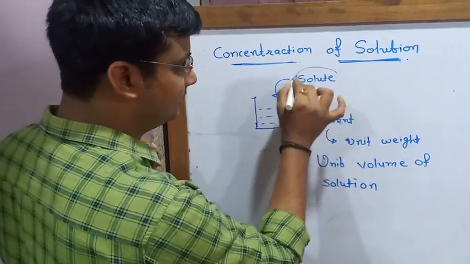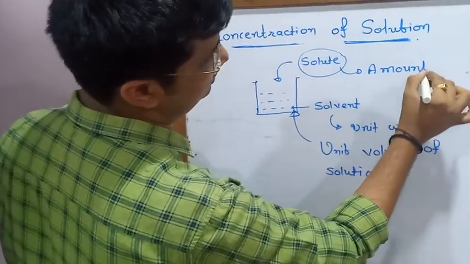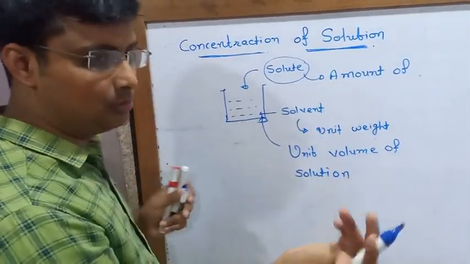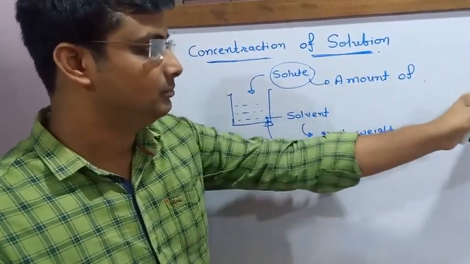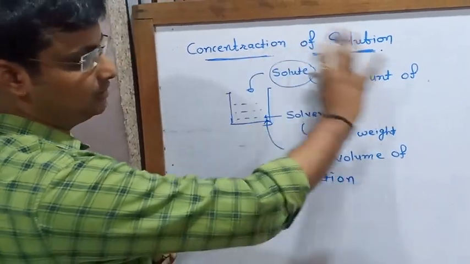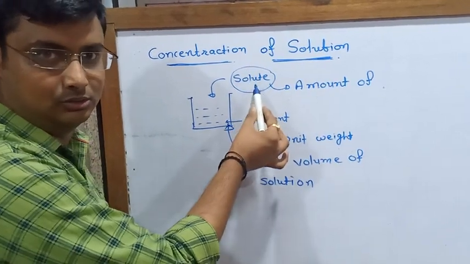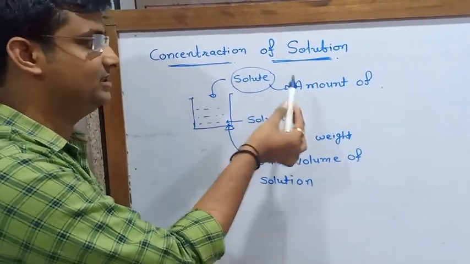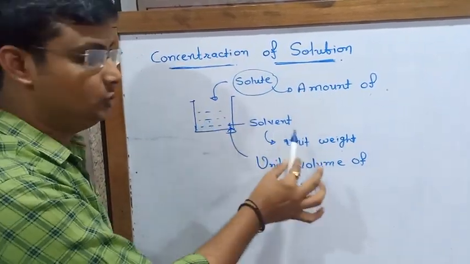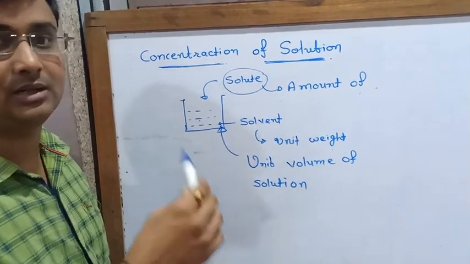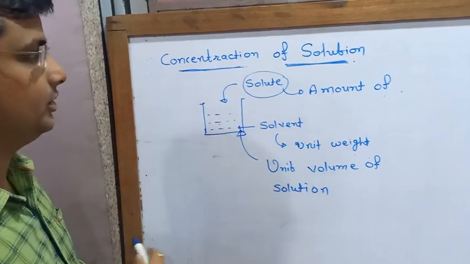And this is solute, so the amount of solute. Amount may be in mass or mole, both are possible. So what is the definition? Listen carefully. The amount of solute dissolved in unit weight of solvent or unit volume of solution, that is called concentration.